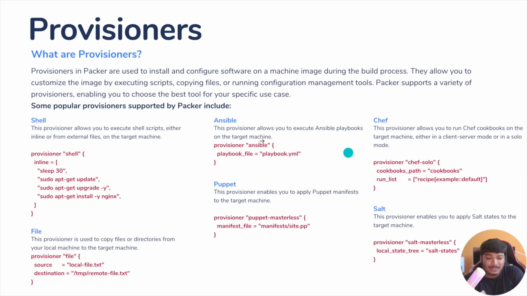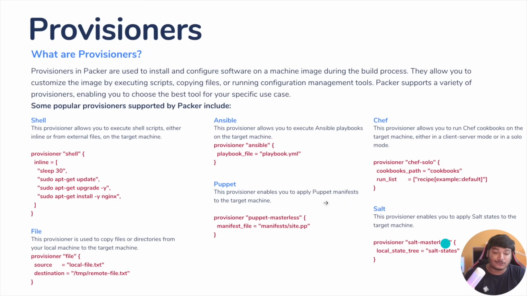Okay. Then Chef. This provisioner allows you to run Chef cookbooks on the target machine, either in client-server mode or in solo mode. It's up to you. Now this is the syntax. So provisioner chef-solo, then cookbook_paths equal to cookbooks, and run_list equal to whatever recipes you want to run. Then for Puppet, this provisioner allows you to apply a Puppet manifest to the target machine. For this, you want to use provisioner, then the name is puppet-masterless. There you have to supply the manifest file, so manifest_file is equal to the manifest file that you have.